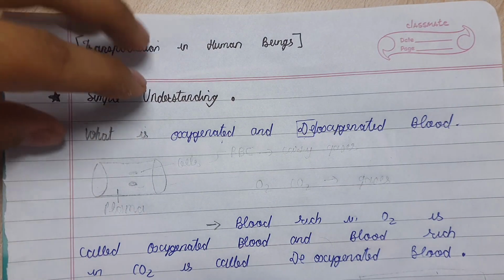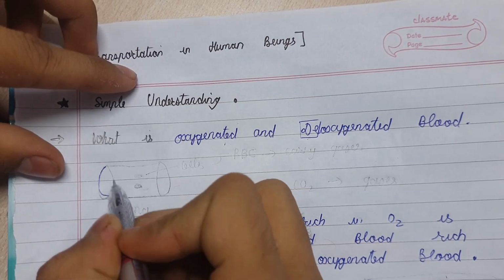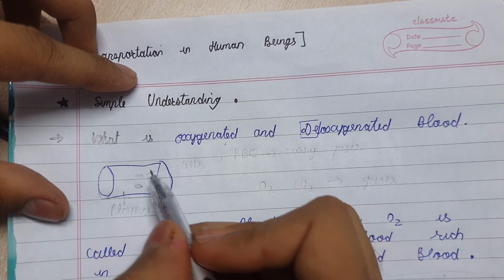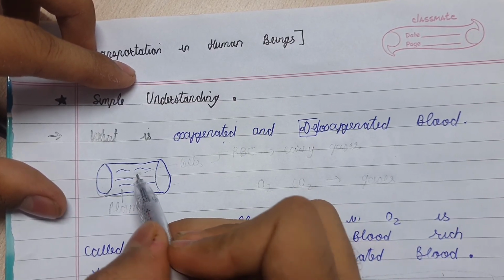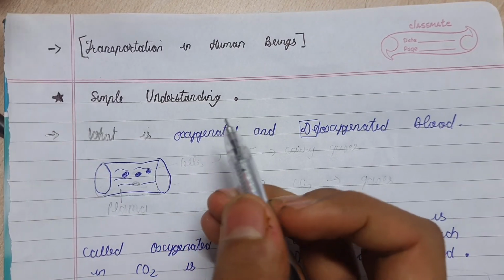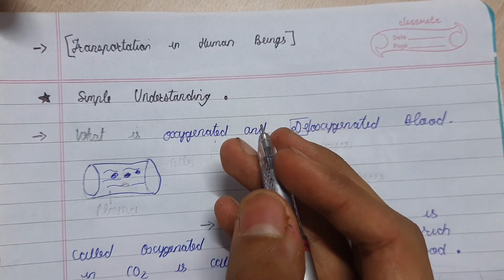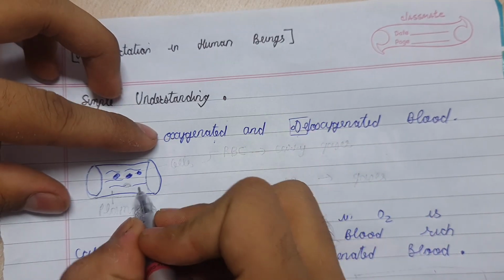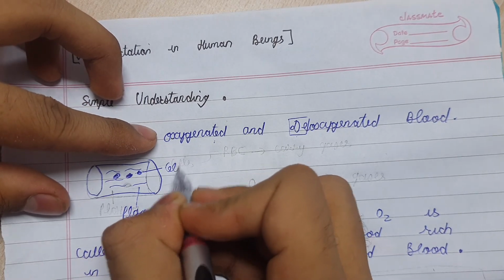So what happens in the blood? Let me show you a diagram of a blood vessel. In this blood vessel there is a fluid called plasma, and in this plasma the cells are embedded. Imagine that you take a glass in one hand, put water in it, and then put some small balls in it. The water represents plasma and the balls represent the cells.